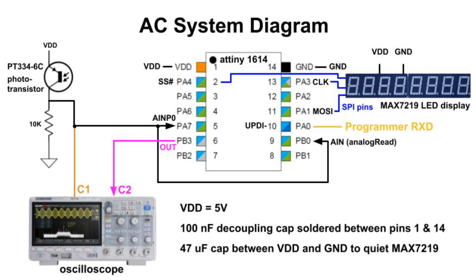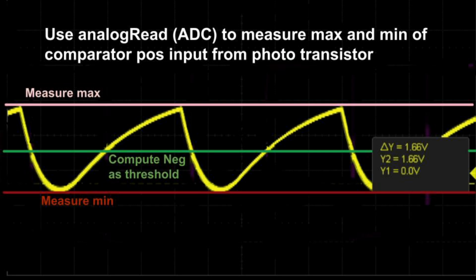The comparator negative input will come from an ATtiny DAC, but how do we know what voltage to set it to? We also run the signal from the phototransistor to a pin on which we can do an Arduino analog read. We read many samples of the input signal shown in yellow and find a max and min value for it. Then we set the comparator negative input to a value midway between the measured max and min. To see this better, let's look at the software.